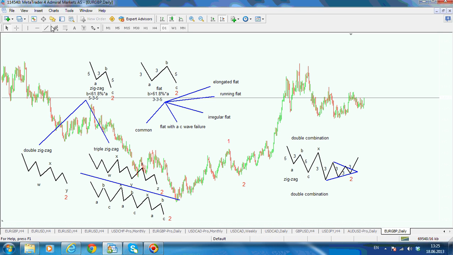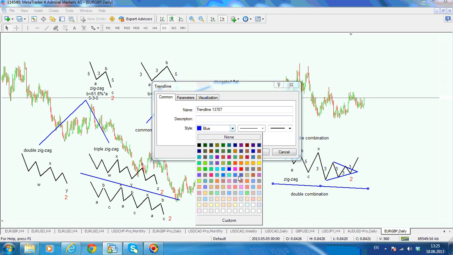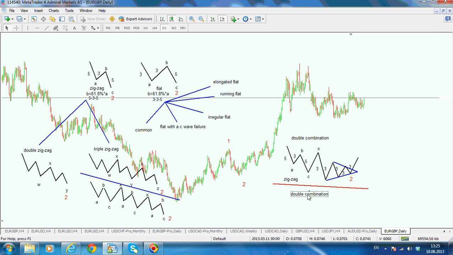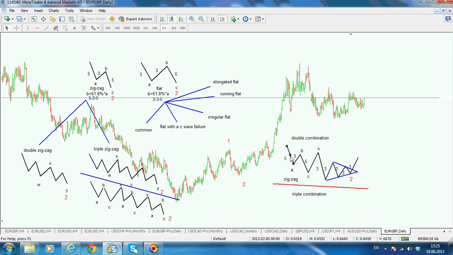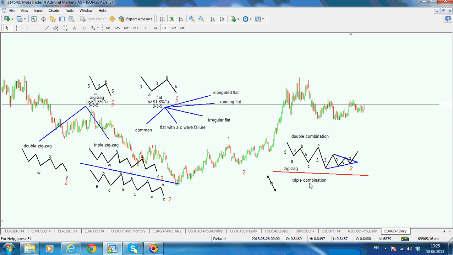And let me take a horizontal line in order to delimitate these two. Let's make this one red. So a triple combination comes in the form of, let's say, a flat for the first wave, okay? And let me try to make it like this so that we have enough space. So let's say that this is a flat for the first correction in the form of an A, B, C.